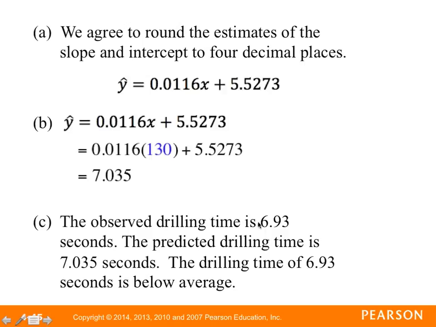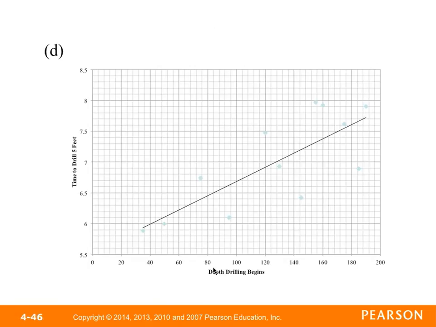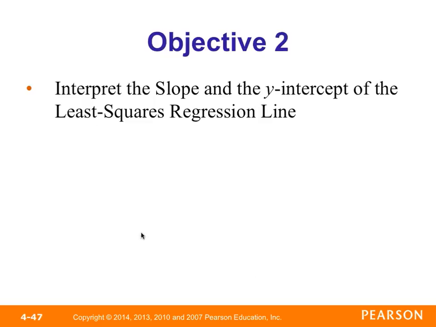The observed drilling time is 6.93 seconds. The predicted drilling time is 7.035. So the drilling time of 6.93 seconds is actually below average. So here we have our scatter diagram. It might be kind of hard to see, but we do have these blue dots here. And then we have our black regression line, which was what was just created.